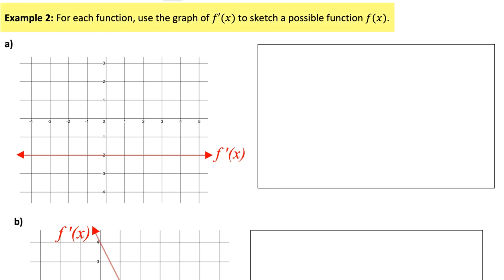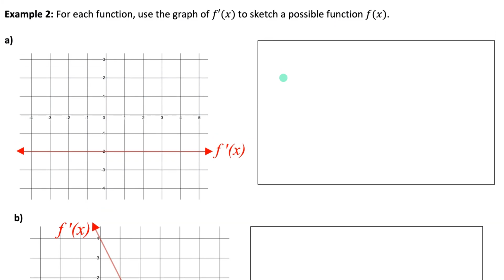Example 2. For each function, use the graph of f prime of x, so the derivative, to sketch a possible function f of x. So for this one, the derivative is degree 0. An important relationship between a function and its derivative to note is that the original function will have to be 1 degree higher than its derivative. So f prime of x is degree 0. Therefore, f of x is degree 1. So we're going to have a linear function.